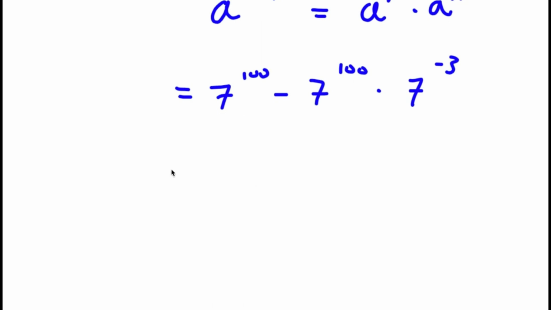Now, if I factor out 7 to the power of 100 from here, I have 7 to the power of 100 times 7 to the power of 100 divided by 7 to the power of 100 is 1, minus 7 to the power of 100 divided by 7 to the power of 100 times 7 to the power of negative 3 is 7 to the power of negative 3.